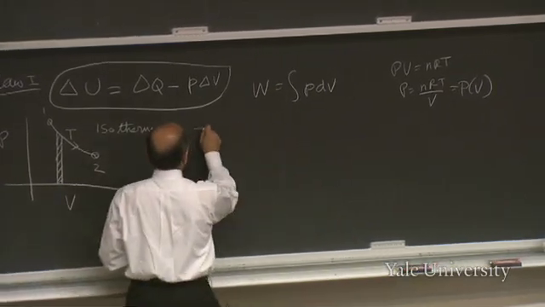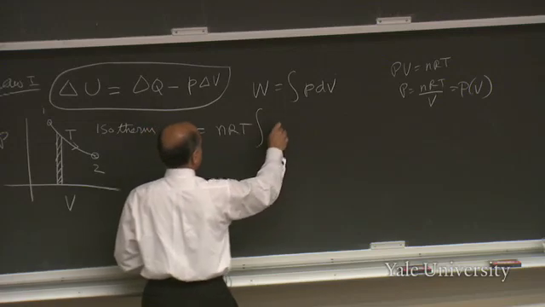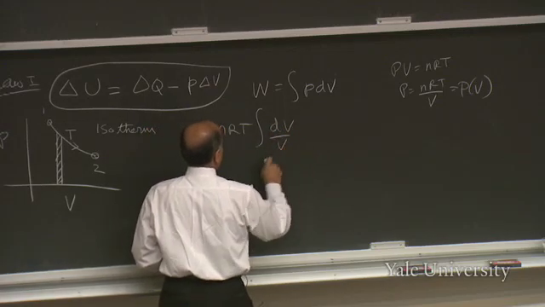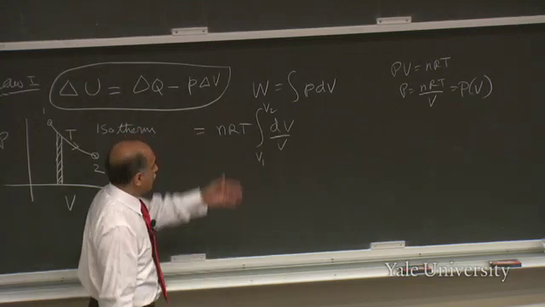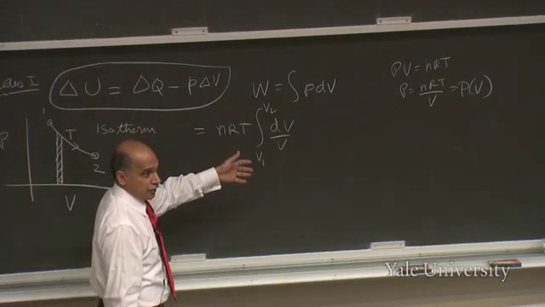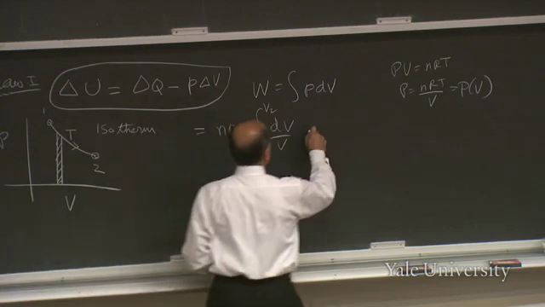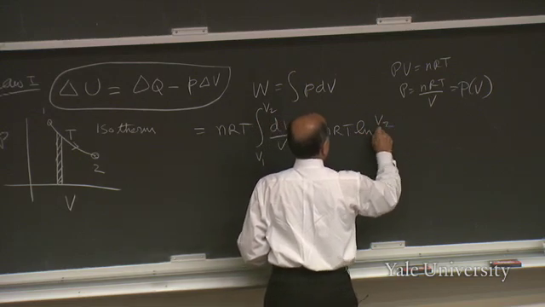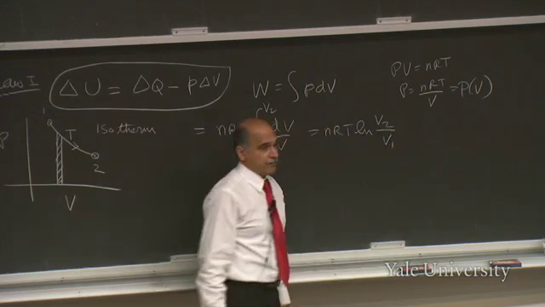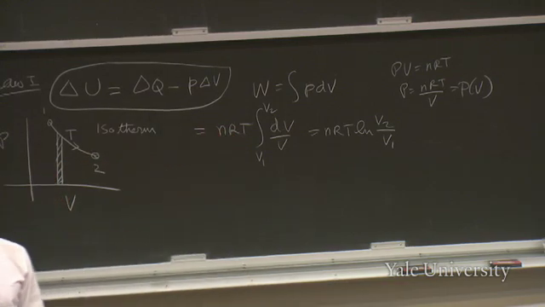And if you did that, you will find it's nRT. All of them are constants. They come out of the integral, dV over V, and I integrate from the initial volume to the final volume. And you guys know this is a logarithm. And the log of upper minus log of lower is the log of the ratio. And this gives me nRT log V2 over V1. So we have done our first work calculation.